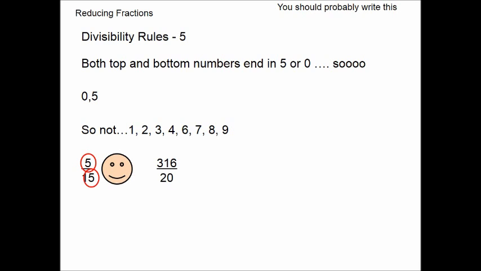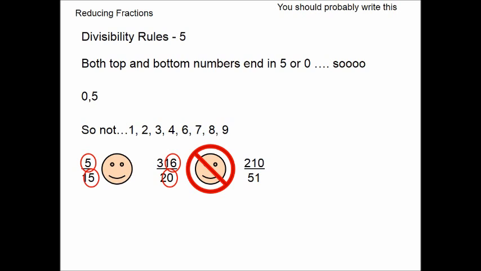This one, 316 over 20. 6 is not divisible by 5. But 0 is. So this one, again, is not, because they both have to be. So, again, cross out the smiley face because that 6 is not divisible by 5. So, therefore, you can't use it.